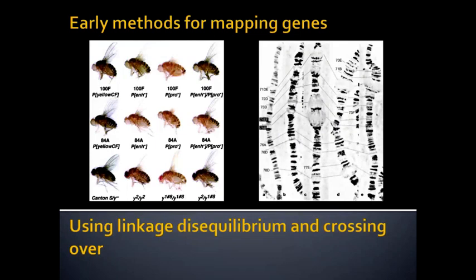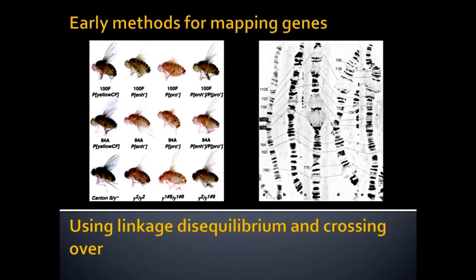Quantitative trait loci. Before we do that, I want to give you just a little bit of historical background on how we originally began to understand and map genomes. So originally, all of this work, at least for eukaryotes, was done in the fruit fly. And fruit flies are useful for a number of reasons. They were easy to keep in the lab.